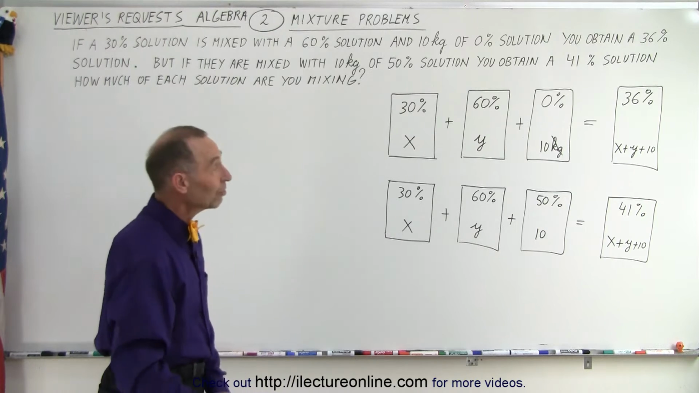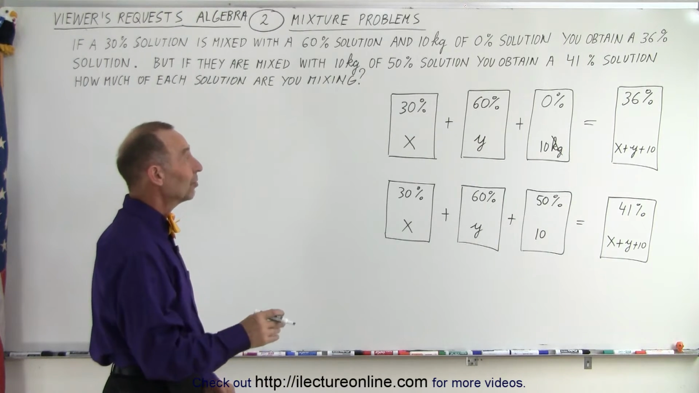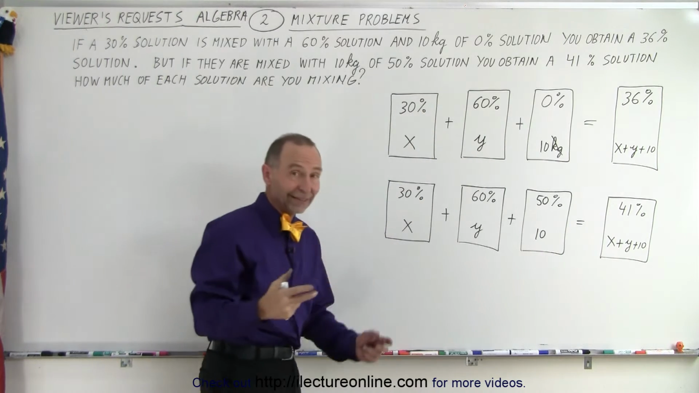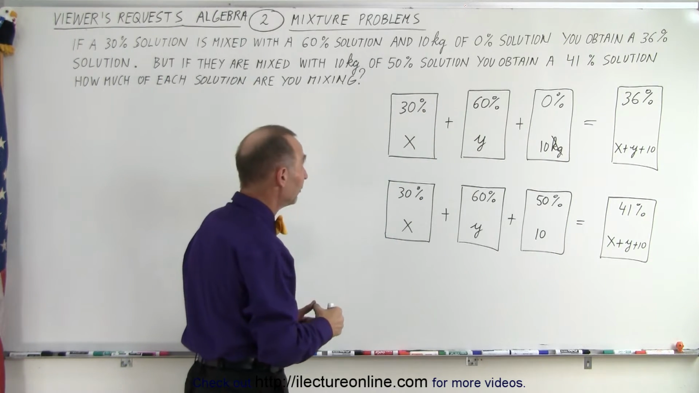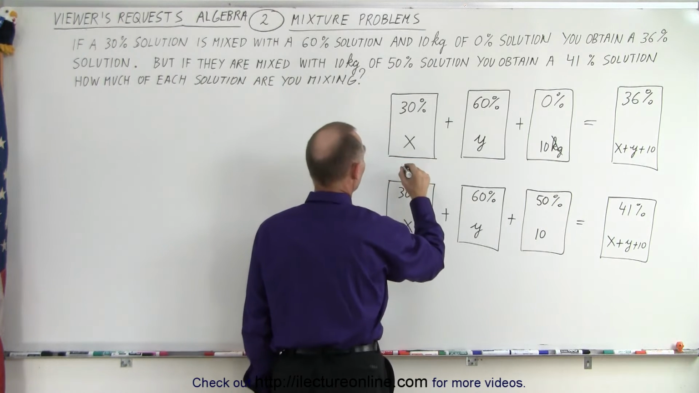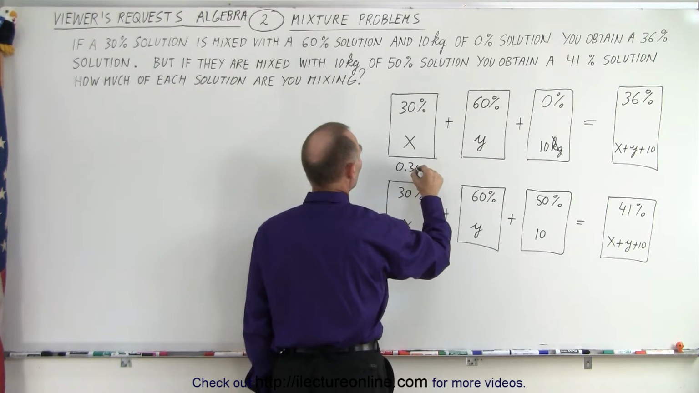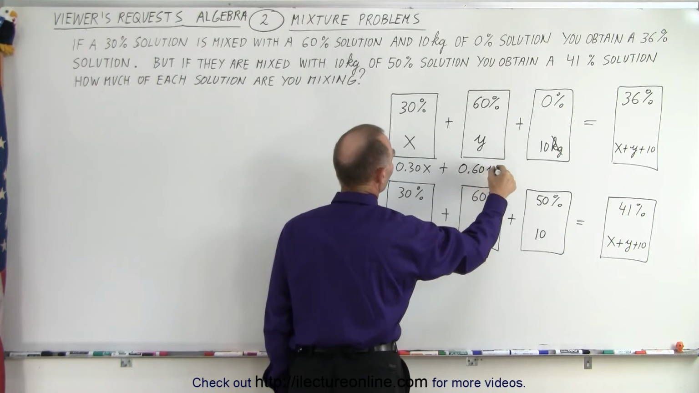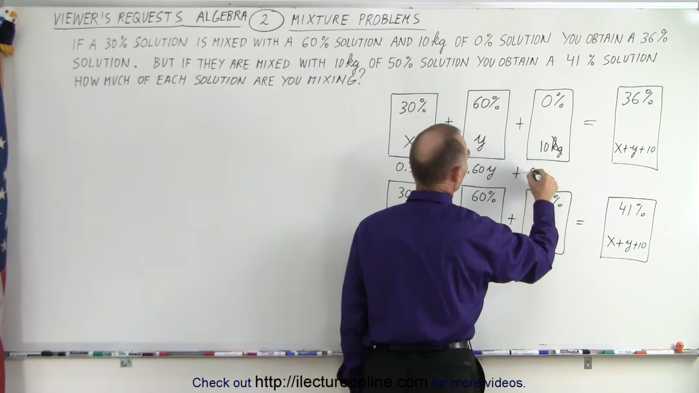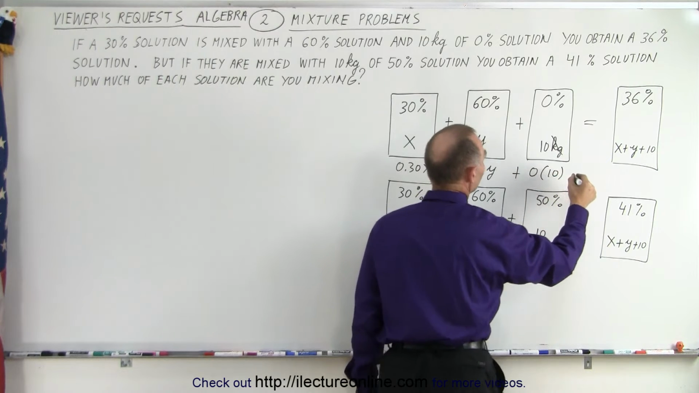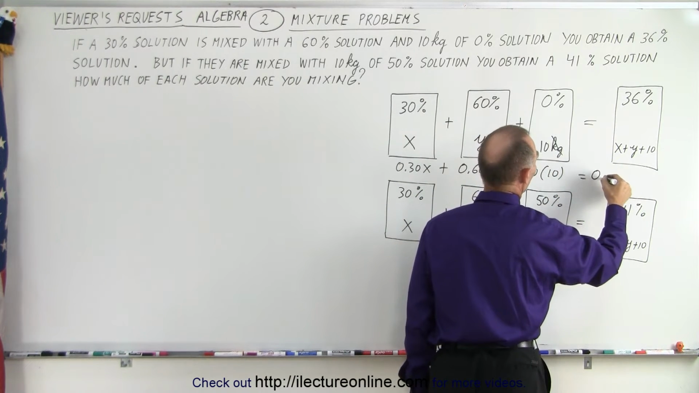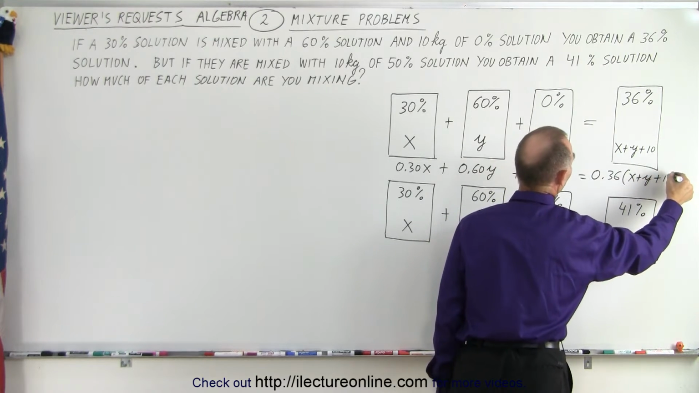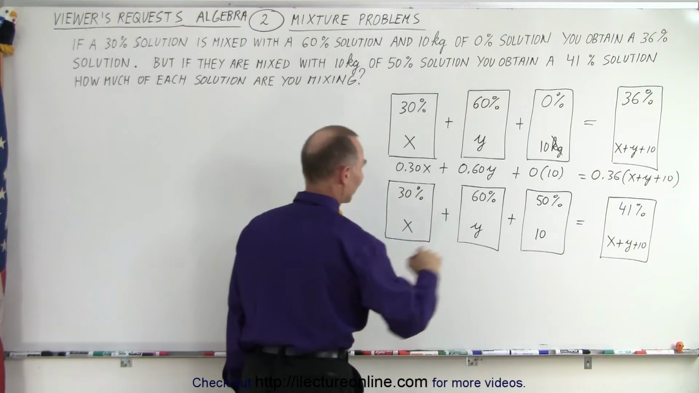Now, can we make an equation out of that? So the idea is that you multiply the percent of whatever it is that's in the solution that we want to keep track of, times the amount that we have. So we have 0.30 times x plus 0.60 times y plus 0 times 10 is equal to 0.36 times x plus y plus 10. We do the same for the second go around.